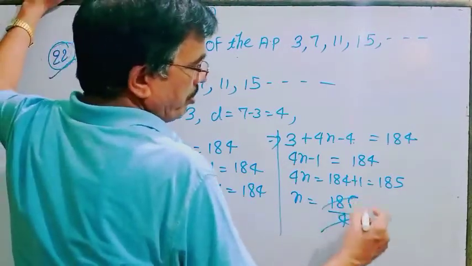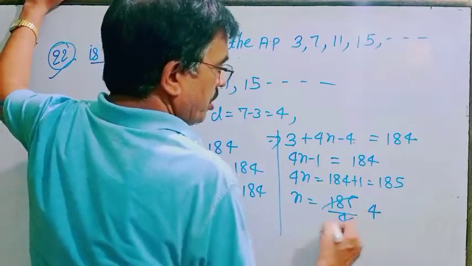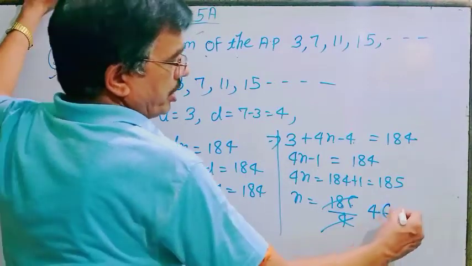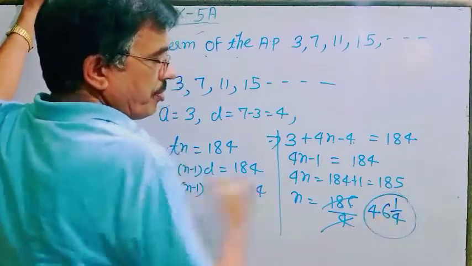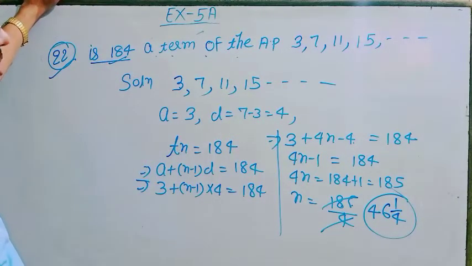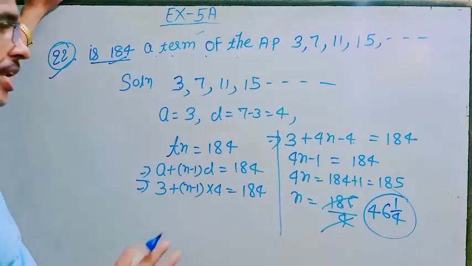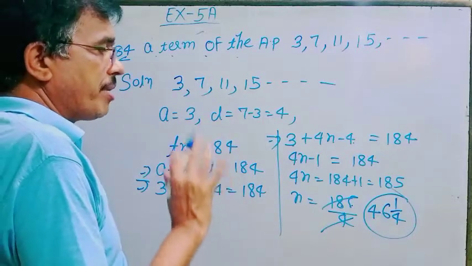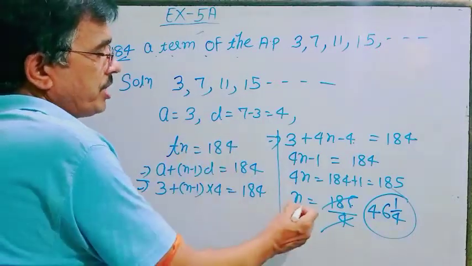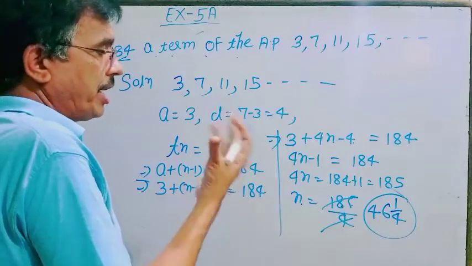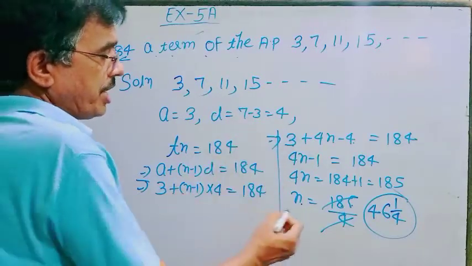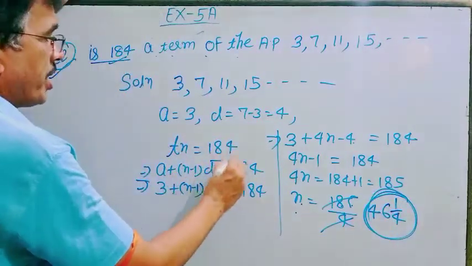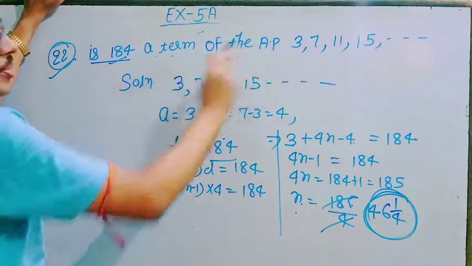Then 4 times 46 is 184, so it is 46 and 1 by 4. It is not possible. Why? Because N is the position of the number, and the position is never in fractional form, it is never in negative form, and it is also never in decimal form. N is always a whole number, like 1, 2, 3, 4, 5, 6, etc. It is never in the form of 46 and 1 by 4. So we can say 184 is not a term of this AP.